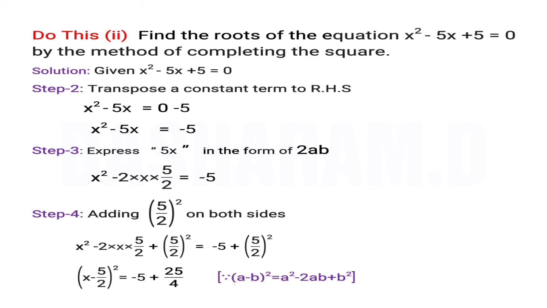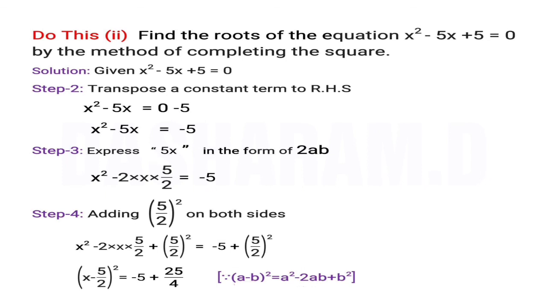What is the coefficient of x²? It is 1. So here the x² coefficient is already 1, and we can start with step 2 directly. Step 2 is to move the constant term to the RHS. What is the constant term? Plus 5 is the constant term. So transpose it to the RHS. Then x² - 5x = -5.